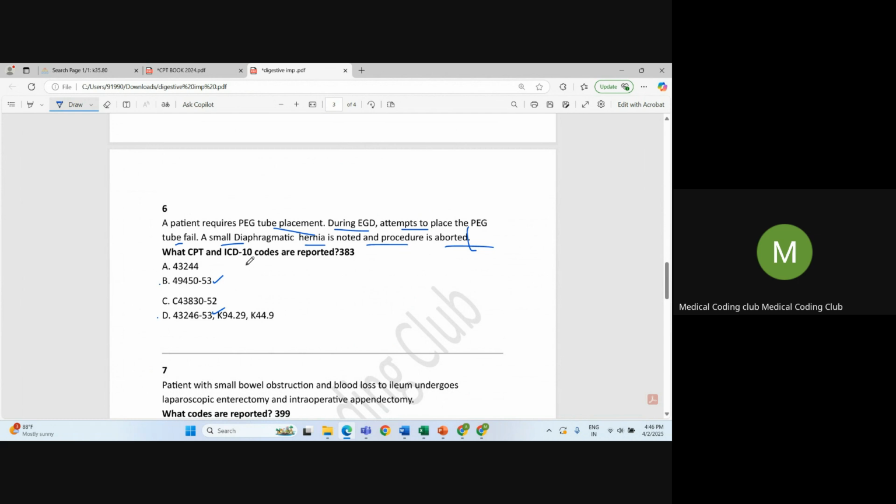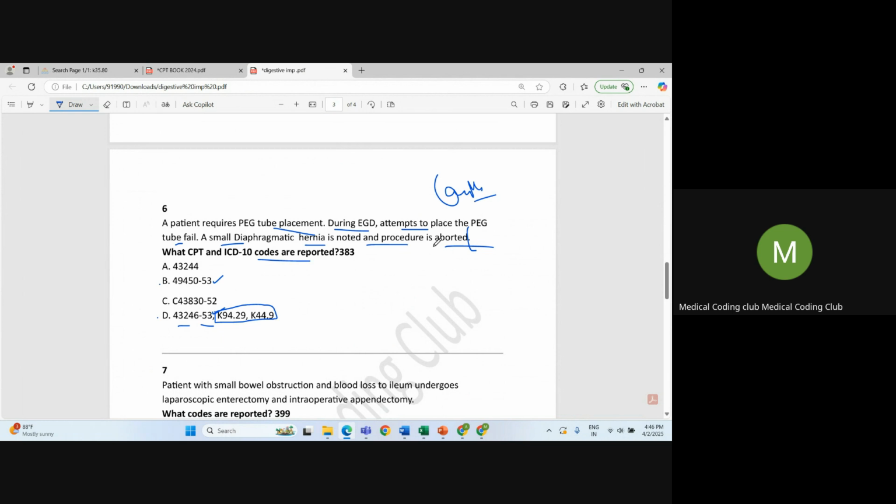In option B, there is no ICD. What CPT and ICD codes are reported? In option D, we have CPT, modifier, and ICD also. So let's check what these ICDs are. Here, what happened is a complication. Since the patient could not tolerate the procedure, they have terminated it. If the patient is not tolerating the procedure, they cannot advance or continue it. They have to stop.